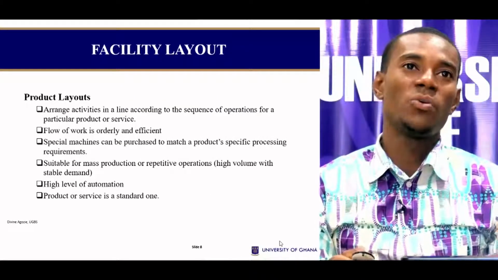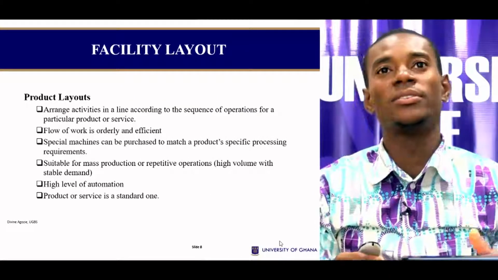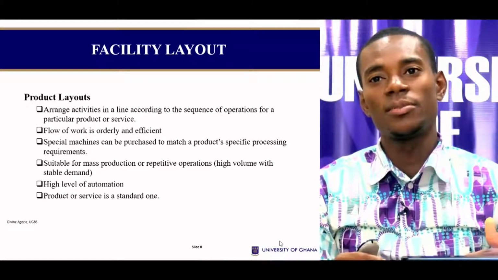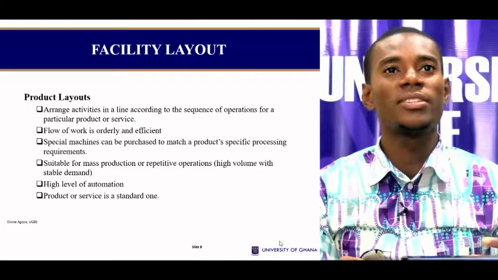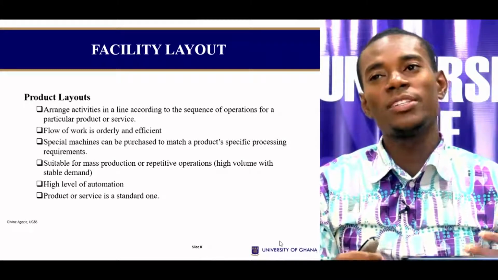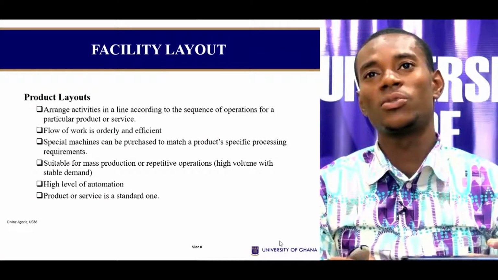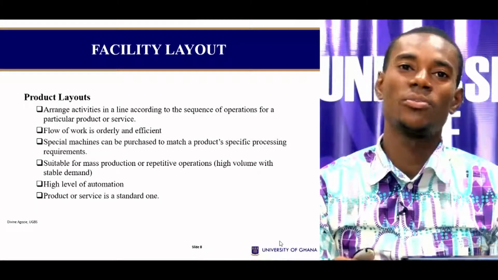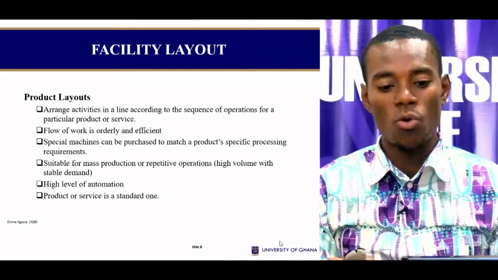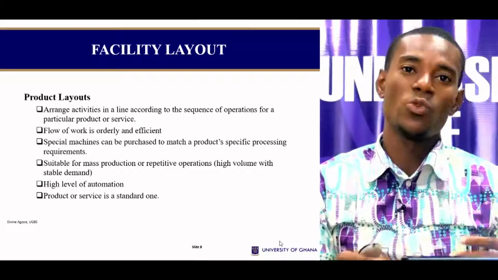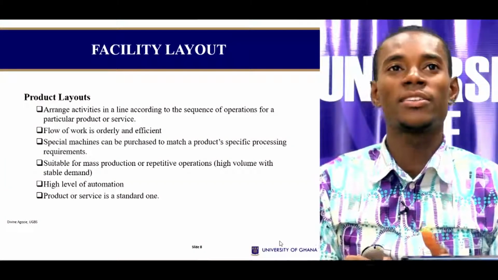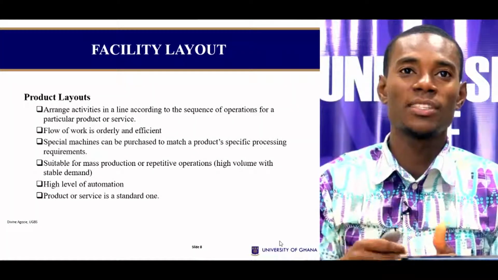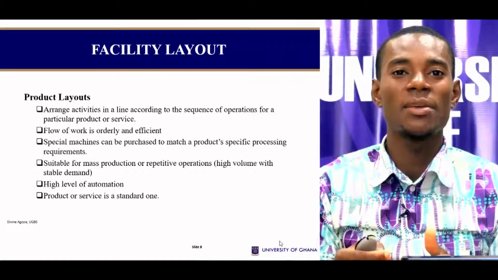Now, the second one we want to look at is the product layout. The product layout is typically adopted in manufacturing environments. Here we arrange activities in a line according to the sequence of production for a particular product. So there is a certain order in which production is done. We move from one point to another. And so hardly would you find some kind of production in this manner, or what we call line production, going back and forth.